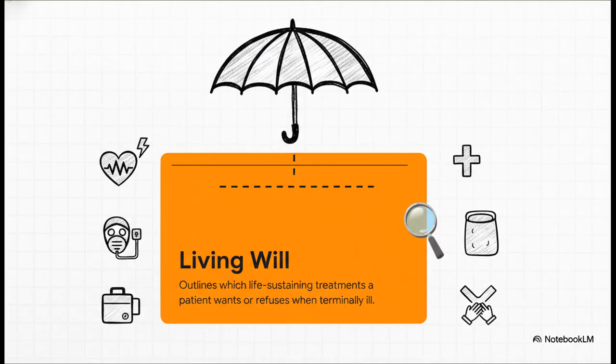Now, tucked under that big advanced directive umbrella is a very specific document, the living will. This one is not about picking a person to make decisions. Nope. This is all about naming specific treatments. We're talking CPR, feeding tubes, mechanical ventilation that a person either wants or doesn't want at the end of their life.